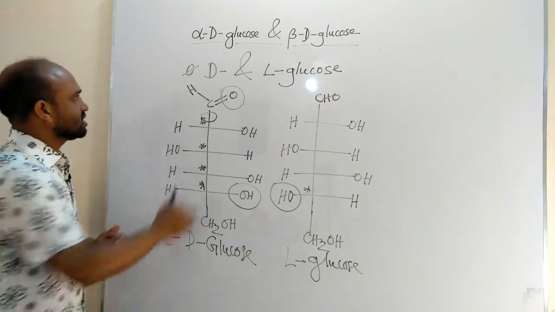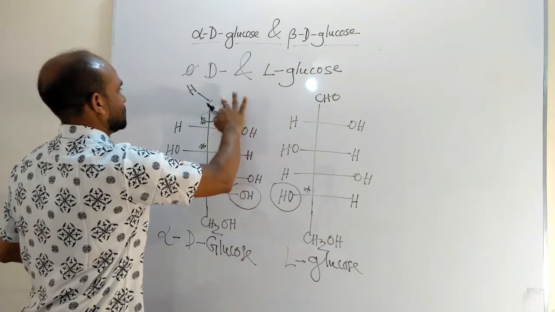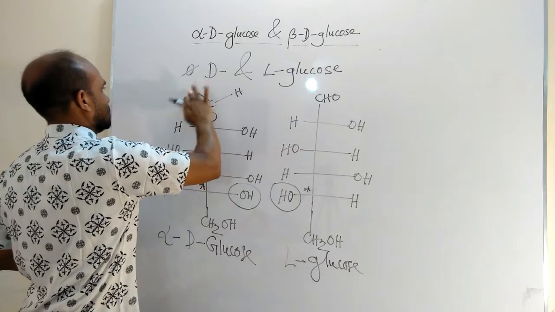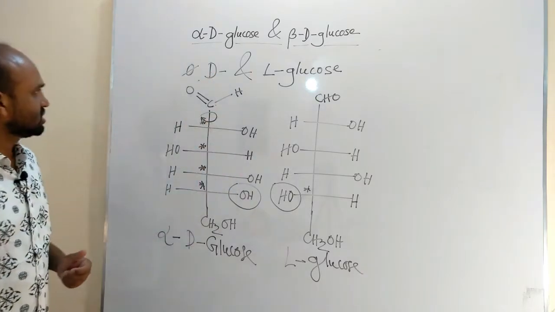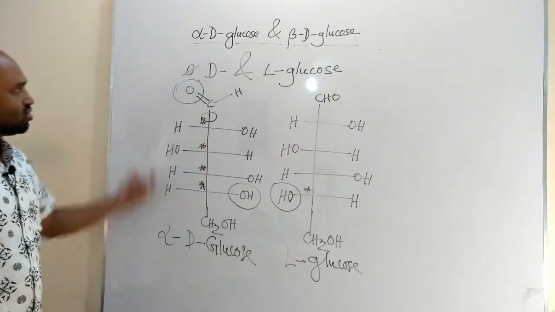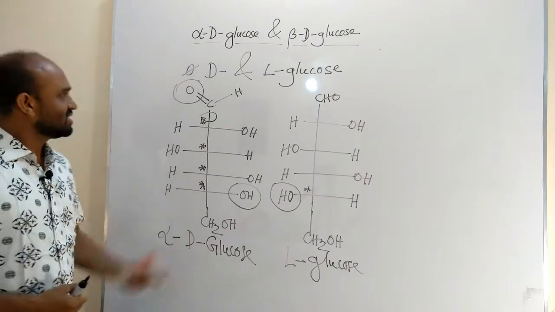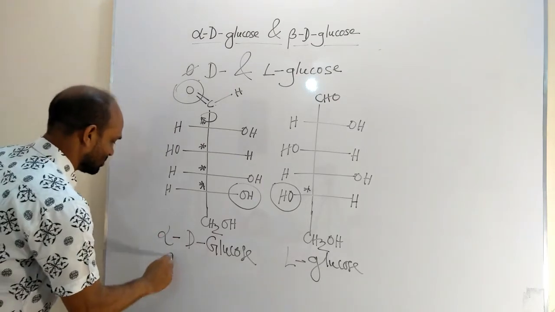So another stereoisomer may be like this. Now we see the oxygen group is on the left side. So when this carbonyl oxygen is on the left side, then this glucose is termed as beta D-glucose.